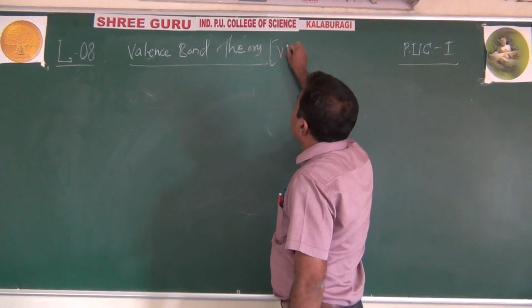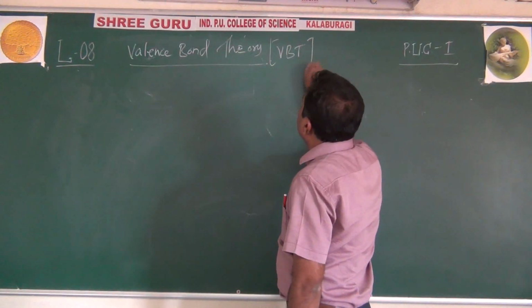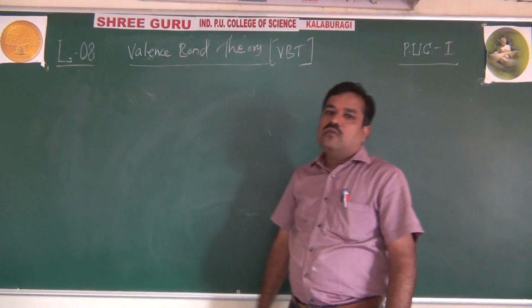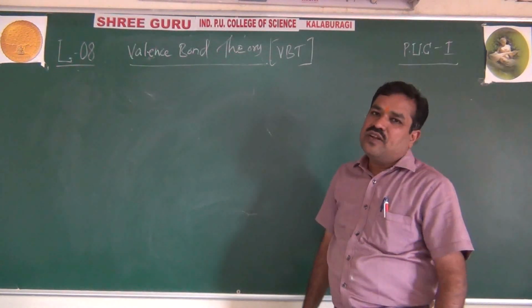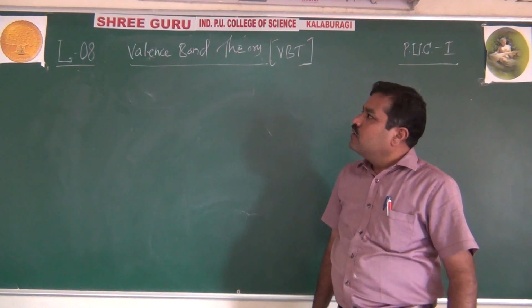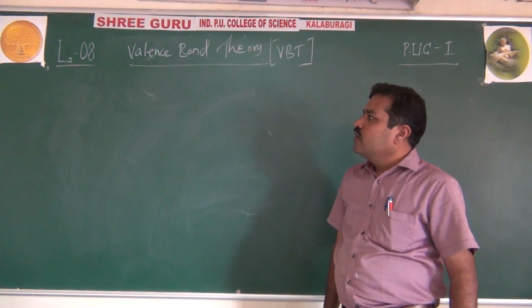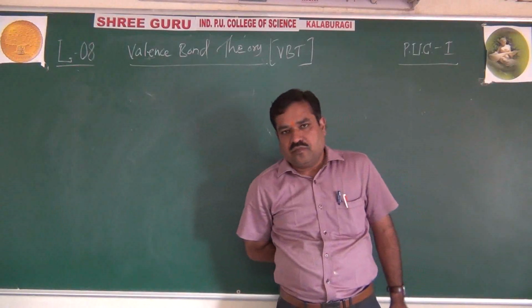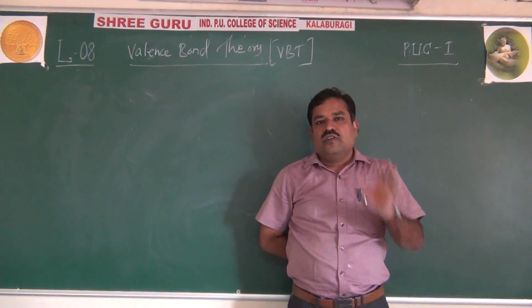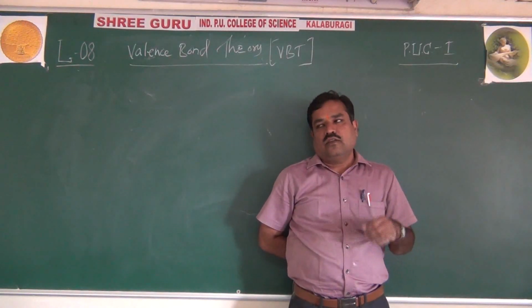where you come to know very importantly the orbital overlap concept, the orbital overlap concept of formation of covalent bond. The question arises, why is there the need of this theory? See, you have studied Lewis dot structure given by G. N. Lewis and Kossel.